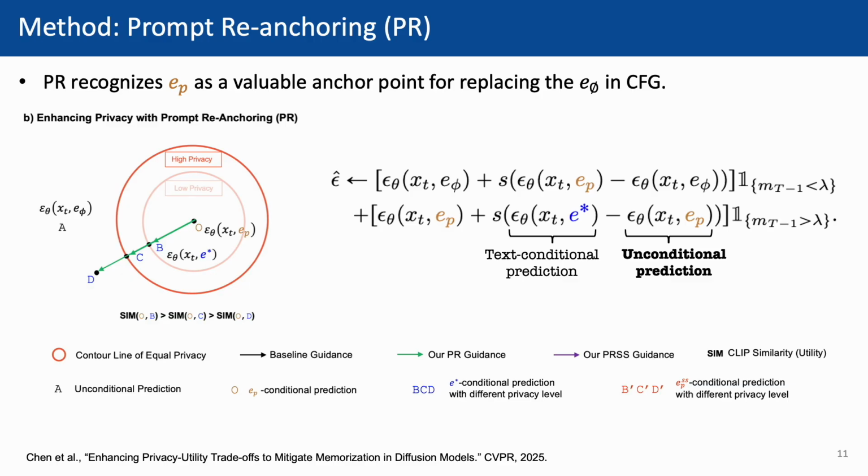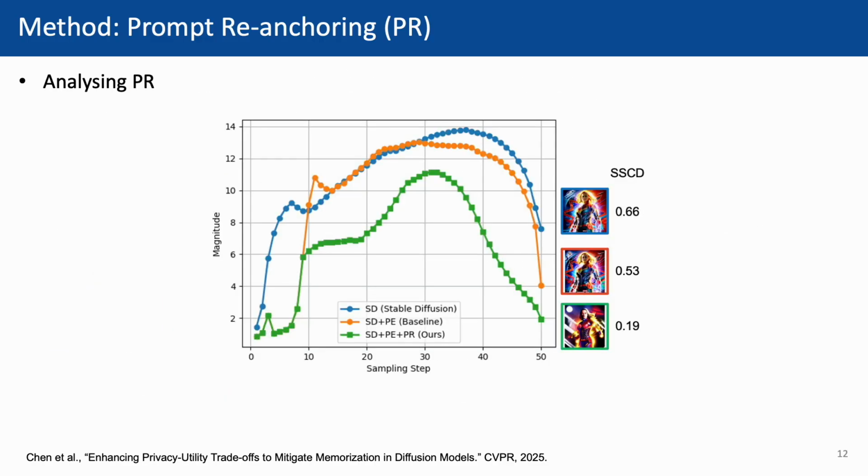Visually, this means that rather than guiding the generation away from the point A, the unconditional prediction, we now guide it away from point O, which is the memorized generation triggered by EP. This greener arrow represents the new direction of guidance. It pushes the generation out of the low privacy region more effectively than the baseline CFG, which uses a less informative anchor. Although prompt engineering applied during the initial sampling step can help reduce magnitudes in later steps, we observe that this effect isn't always stable. In some cases, the magnitude spikes back up later in the denoising process, resulting in memorized generations.